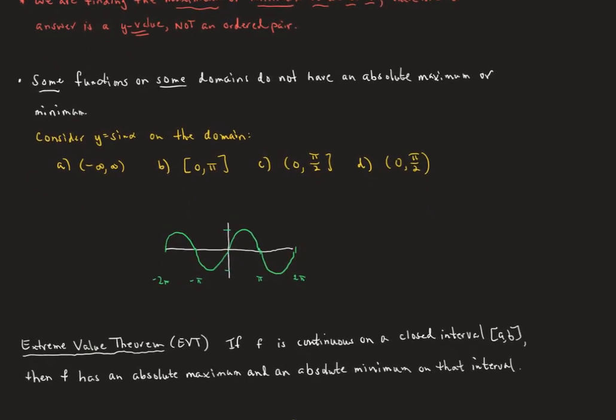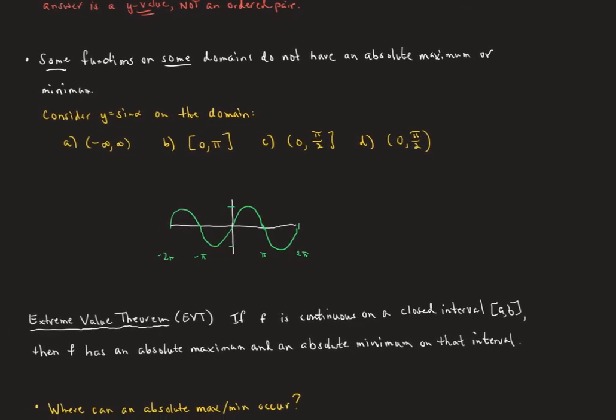Okay. So some functions on some domains do not have an absolute maximum or an absolute minimum. It depends on the function, and it also depends on the domain. As we said, for Y equals sine of X on the domain -infinity to infinity, it has an absolute maximum of Y equals 1, and it has an absolute minimum of Y equals -1. It doesn't matter how many times the sine is equal to 1. It doesn't have to be unique that way, but it is the largest Y value.